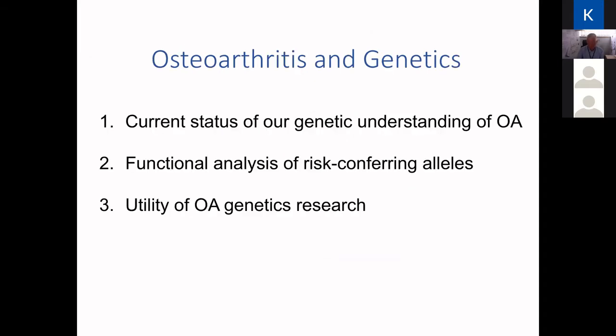So I'm going to be talking to you today about osteoarthritis and genetics. I've broken my talk up into three components: the current status of genetic understanding of OA, functional analysis of risk alleles, and then I'll end by talking about how we could actually use some of this OA genetics research. So I'll start with the current status of our genetic understanding of osteoarthritis.